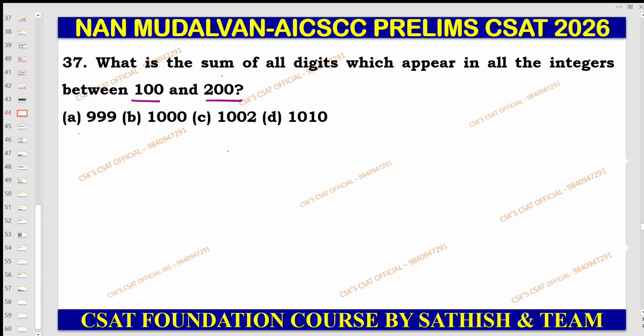So what is the first and foremost thing to note in this kind of question? Nothing but "between." Now, between means 101 till 199. Understood? 101 till 199. So this is the word between, therefore that is 101 till 199. And one more thing you need to understand from this question: sum of the digits, all the digits that appear here.